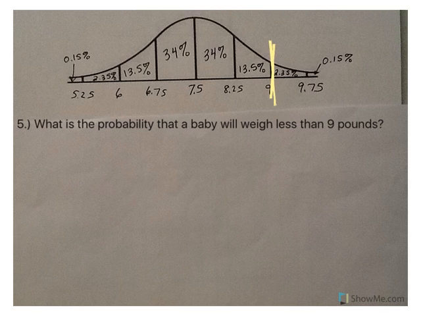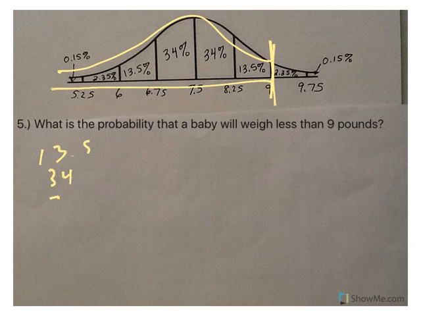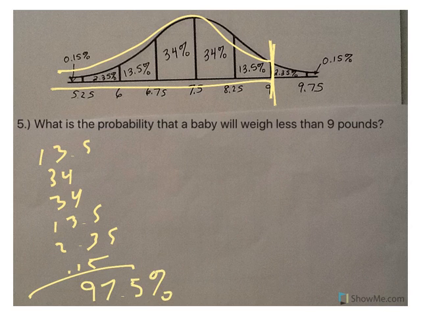Well, here's 9. Less is everything to the left. That's all of this. Now, you could add those together. 13.5, 34, 34, 13.5, 2.35, and 0.15. You can do that, and that's fine. And you will end up with 97.5%.